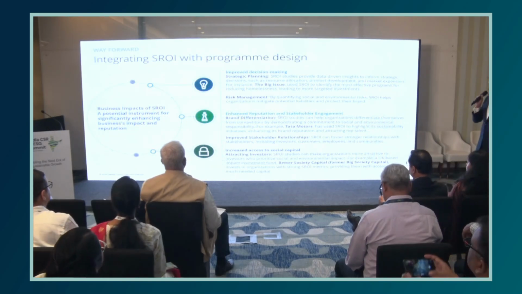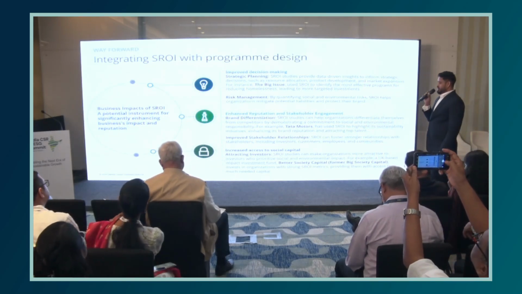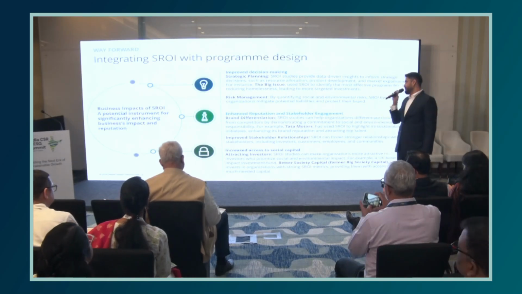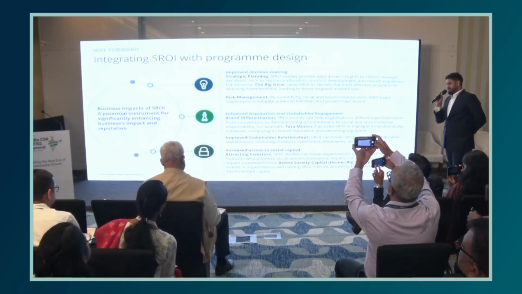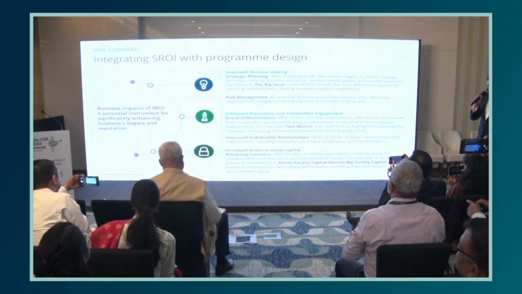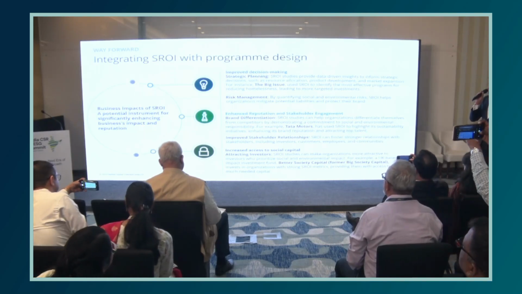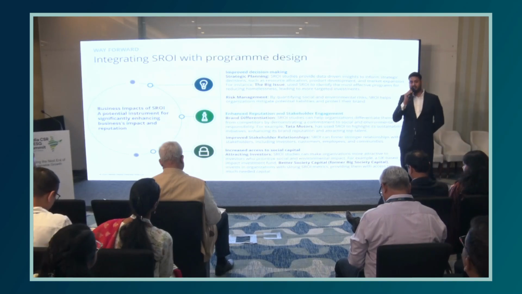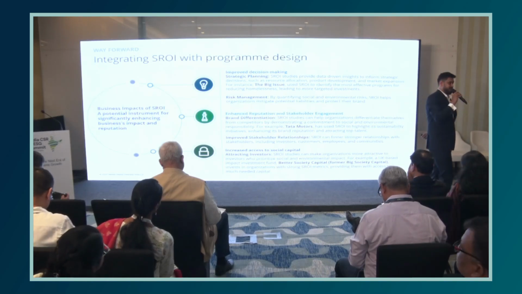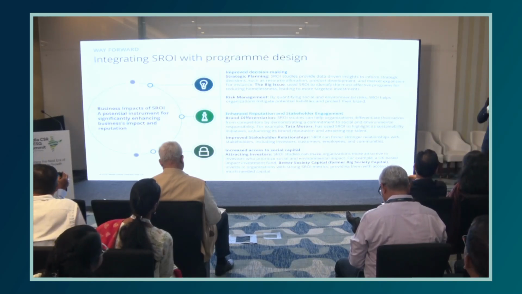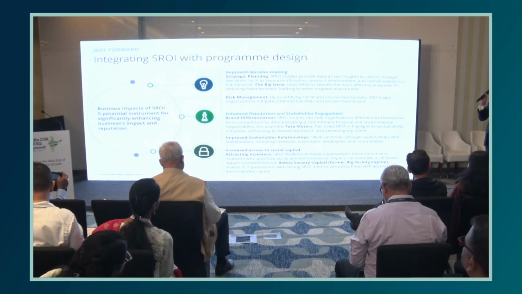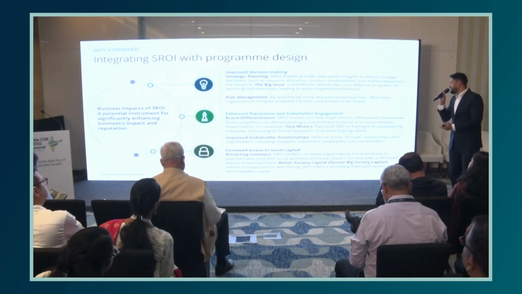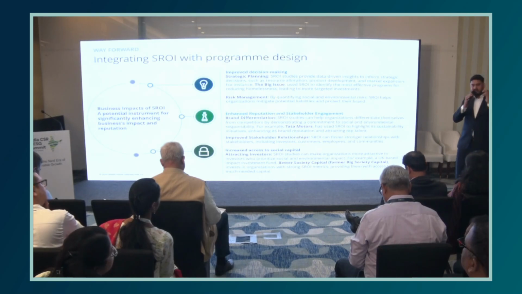Right? So if we had to summarize, how would you integrate SROI with program design? This is the last slide, and we're also wrapping up. It can help you with improved decision making. Strategic planning is a direct output, not an outcome in fact. It's an output which one can look at using SROI, that how can you do data-driven analysis?